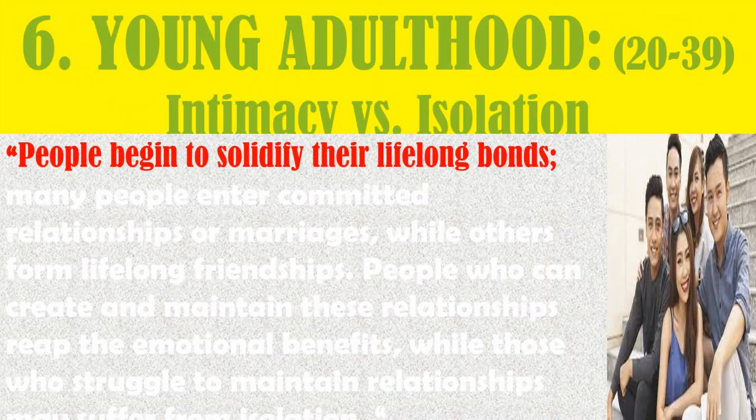The sixth stage of Erikson's theory is young adulthood. According to Erikson, this is the stage of intimacy versus isolation. People begin to solidify their lifelong bonds. Many people enter a committed relationship or marriage, while others form lifelong friendships.